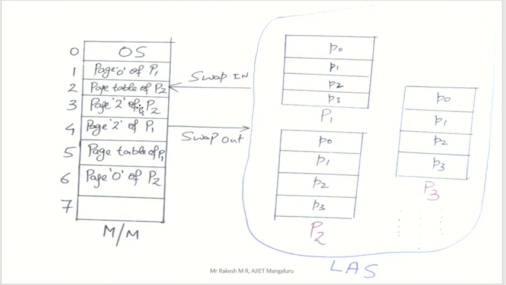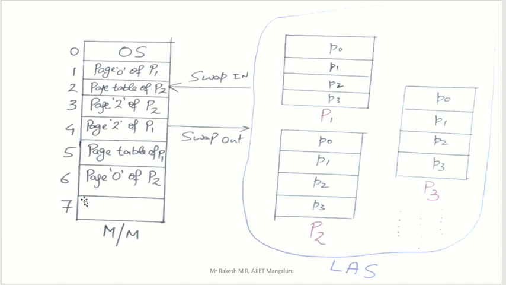Now page 2 of P2, you can see here. The second page of this process P2 we are going to load here. Page 2 of P1 is there in the 4th frame. The page table of P1 is there in the 5th frame. Page 0 of P2 is there here. So we are dividing the entire process into small blocks called pages, and page by page we are loading into your main memory. That concept, which we already saw, is called paging.